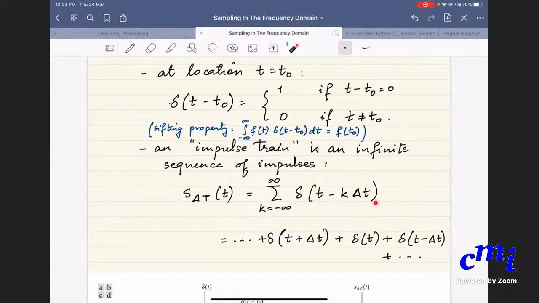So each of these is an impulse located at k delta t. This should be a capital.